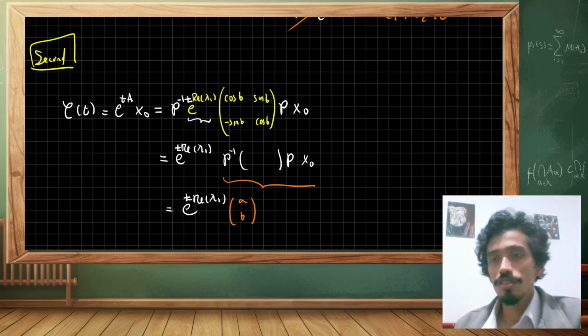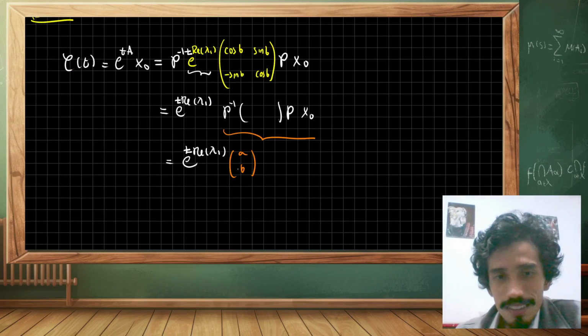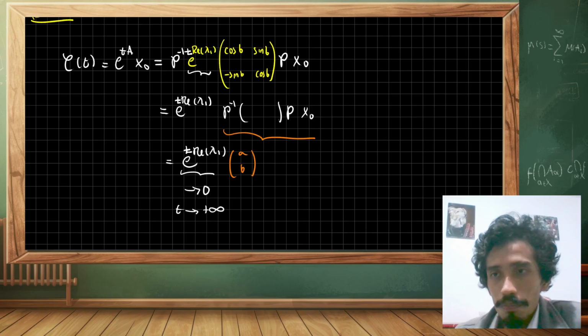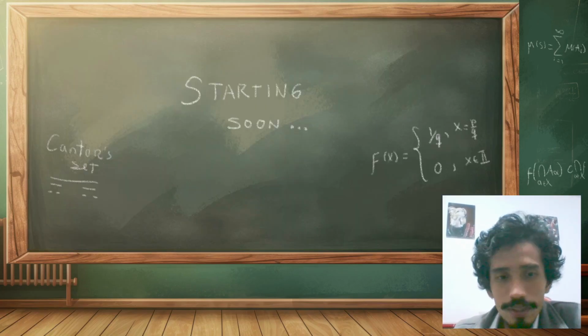Yeah, so these matrices are... this thing will go to 0 as t grows into the positive infinity. And even though it's not showing, I think.